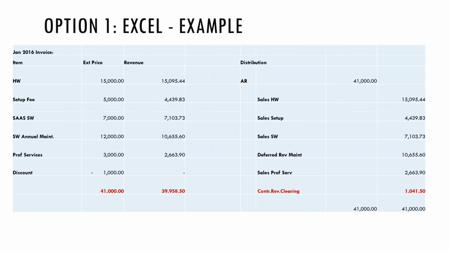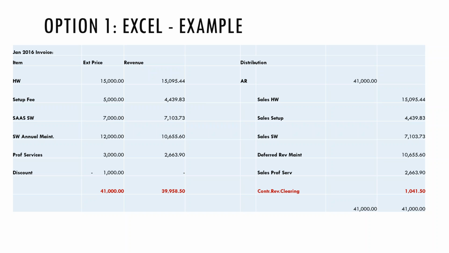Now, it gets even more complicated. On the left-hand side is my invoice. I'm going to bill you for these items, the $15,000, the $5,000, the $7,000, the $12,000, the $3,000, and the $1,000 discount. But the revenue that I'm recognizing is based on those other values, that reallocated. So even though I'm going to bill you $41,000, based on 606 reallocation, I can only recognize $39,958.50.